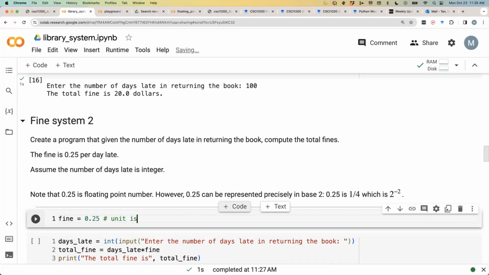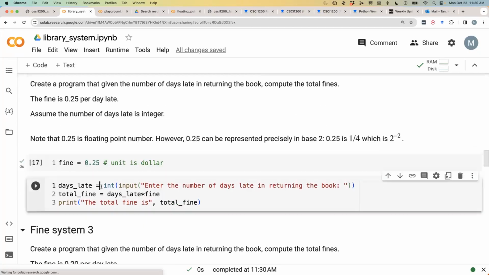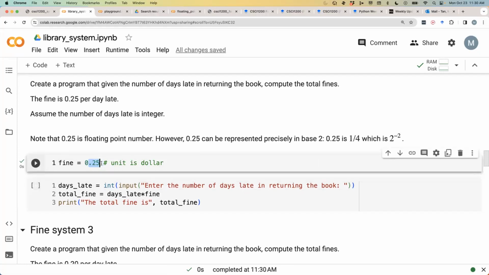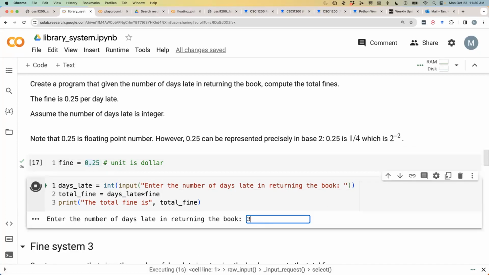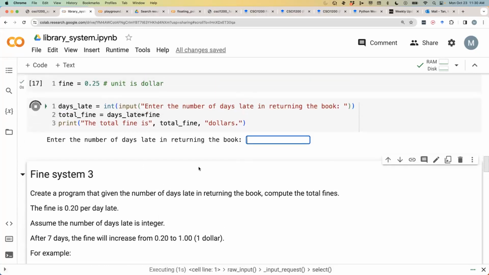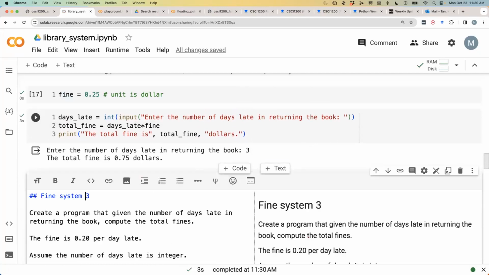where the unit is dollar. So $0.25 is equivalent to 25 cents. All right, and I don't have to worry about converting it into its equivalent integer form, or using decimal to be more precise, or rounding it to 2 decimal points, because everything will be precise. So if, for example, I type 3 days late, it will incur 75 cents. So it would be in terms of dollar. Okay, $0.75 is 75 cents.